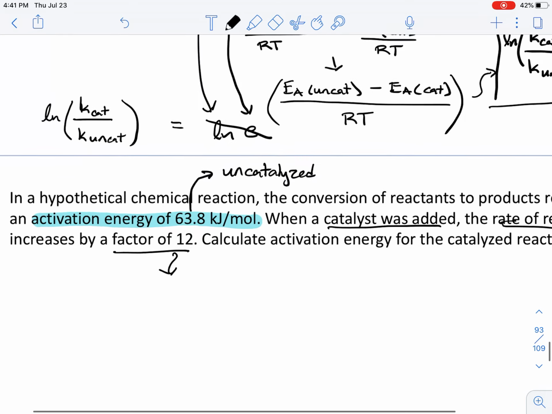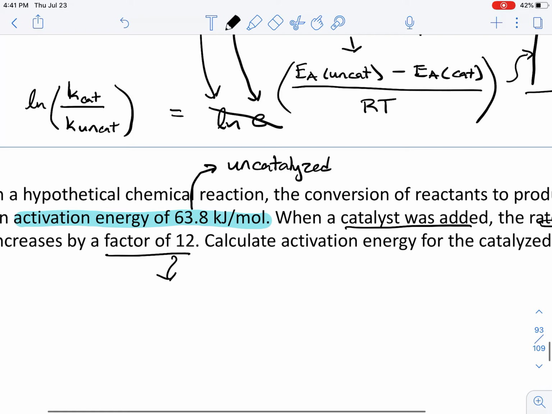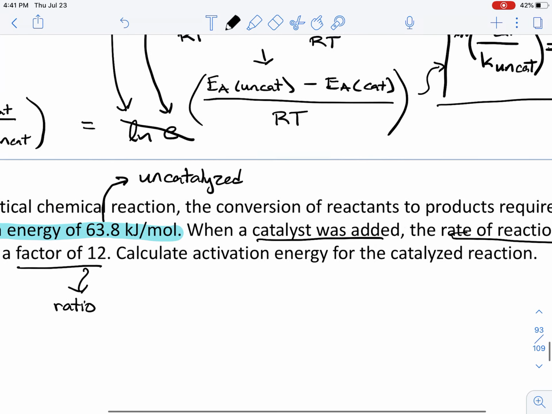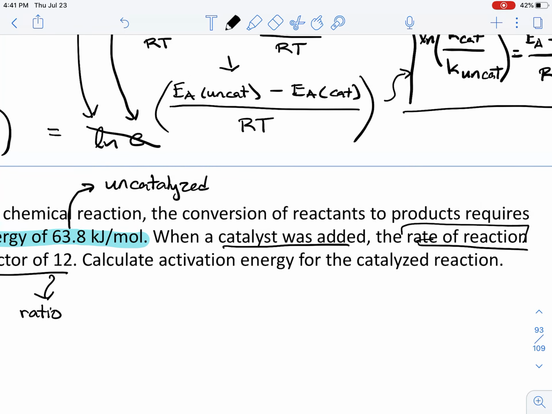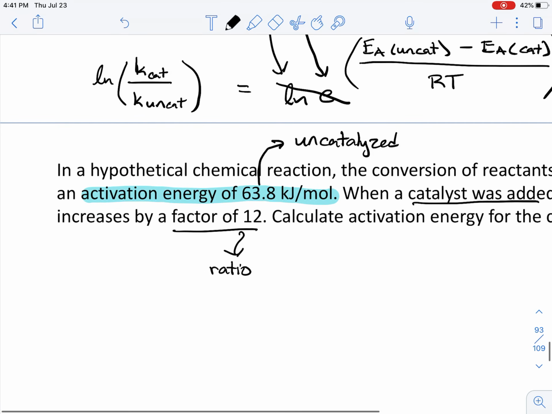Whenever you're talking about a factor of 12 or a factor of something, it's referring to a ratio. And since the ratio is that of the rate of the chemical reaction, it's basically a ratio of k cat over k uncat. So k cat over k uncat, so uncatalyzed, is 12.